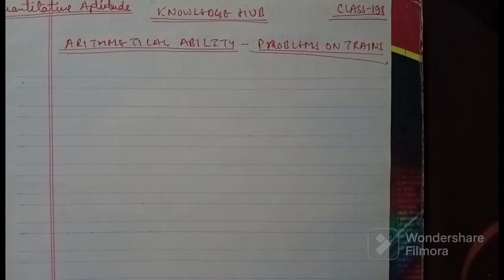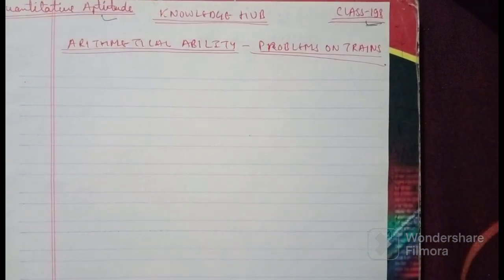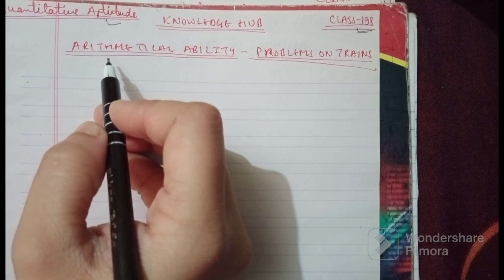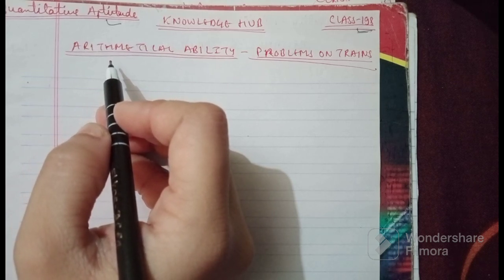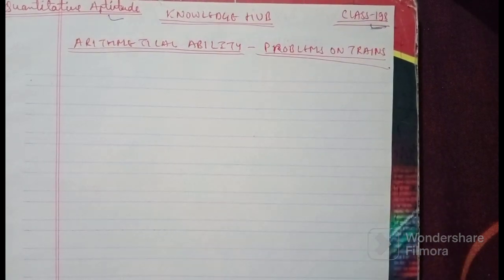Today we're going to start with your quantitative aptitude class, and that is your 198th class of the session. In quantitative aptitude we had started with arithmetical ability. In that we have to discuss problems on trains. That is the 18th topic we had started, and we discussed the concept of how to solve problems on trains.